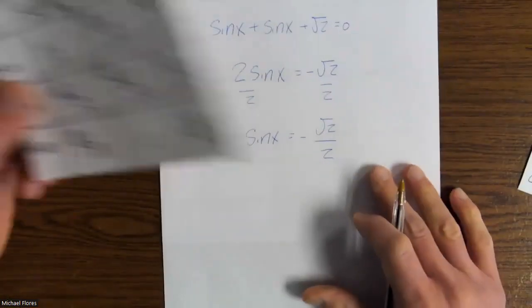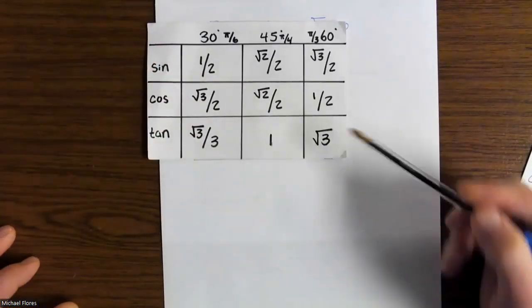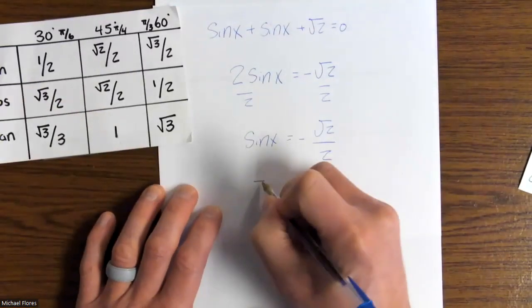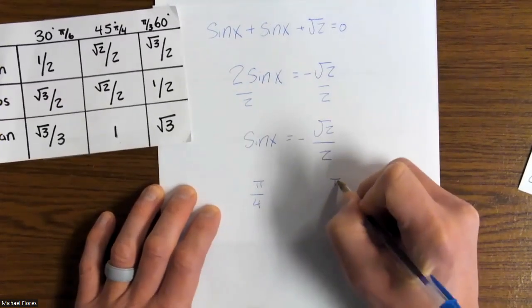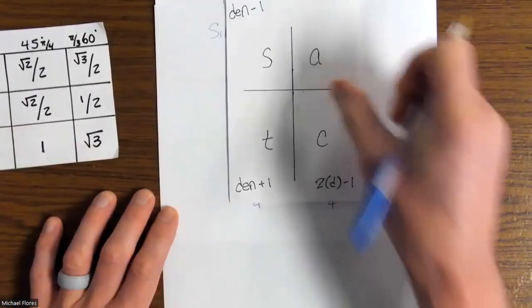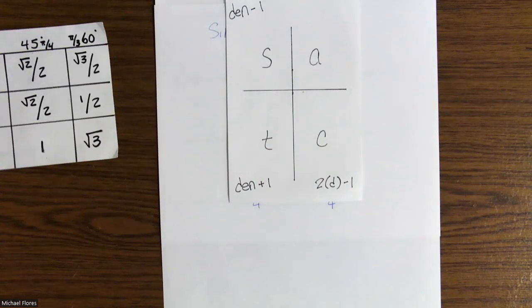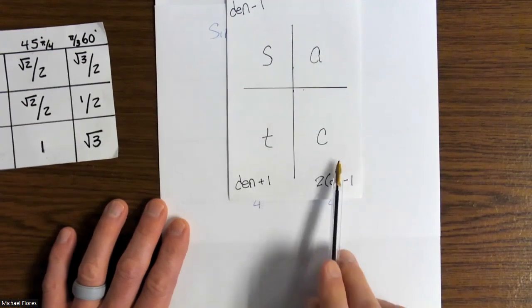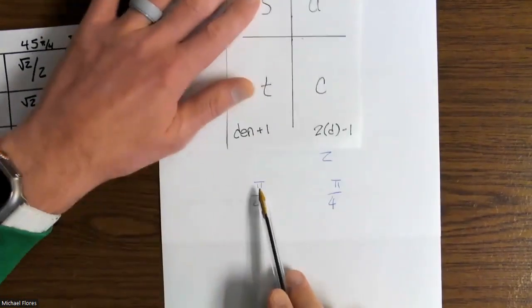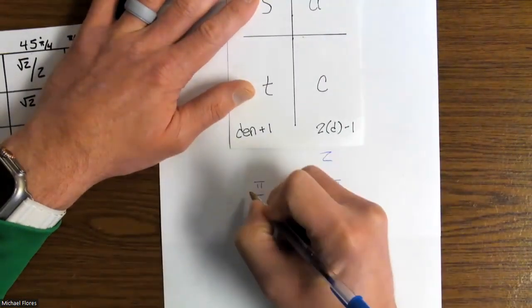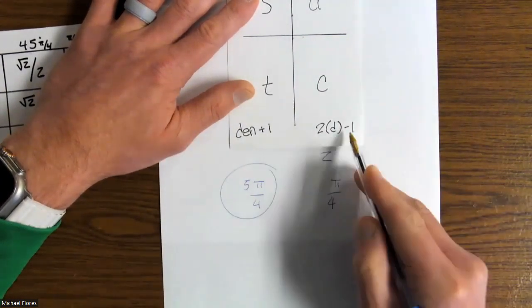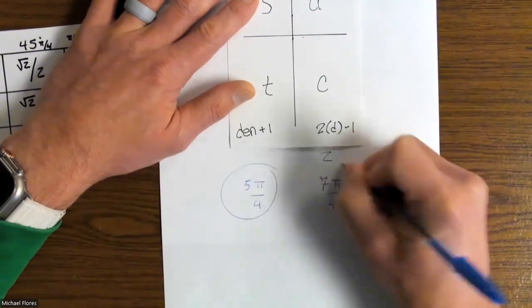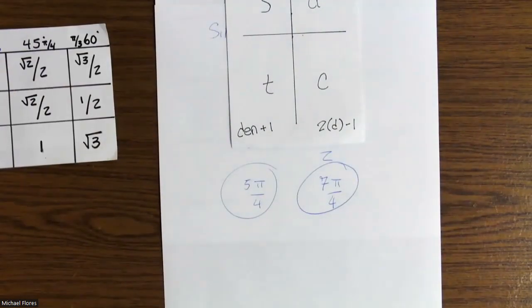So let's go to our trig chart. Which column has a sine value of root 2 over 2? That is the pi over 4 column. So let me write down pi over 4 twice. And now let's figure out where sine is negative, because we need it to be negative root 2 over 2. That's in quadrant 3 and in quadrant 4. And in quadrant 3, as long as you know the denominator, the numerator is 1 greater than that. And in quadrant 4, as long as you know the denominator, the numerator is twice that, subtract 1. Those are your answers.